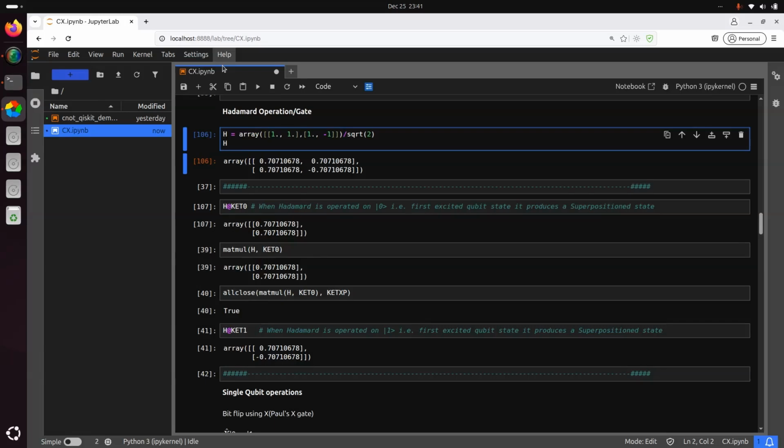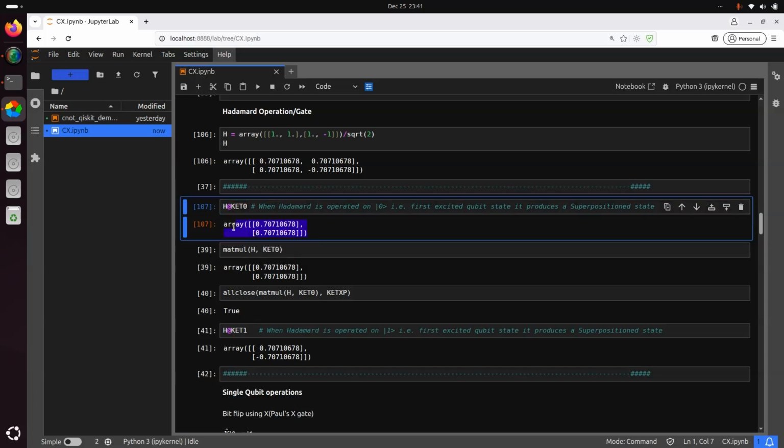Hadamard operation or gate, and this is the matrix definition. There is no equivalent of the Hadamard gate in digital computers or Boolean algebra. This is completely out of this world and a gift from quantum computing. The Hadamard gate is also known as the superposition gate, as I said. And let me show you, when Hadamard is operated on ket 0, or the ground state of the qubit, we end up with a superposition state, and this is equivalent to ket plus.